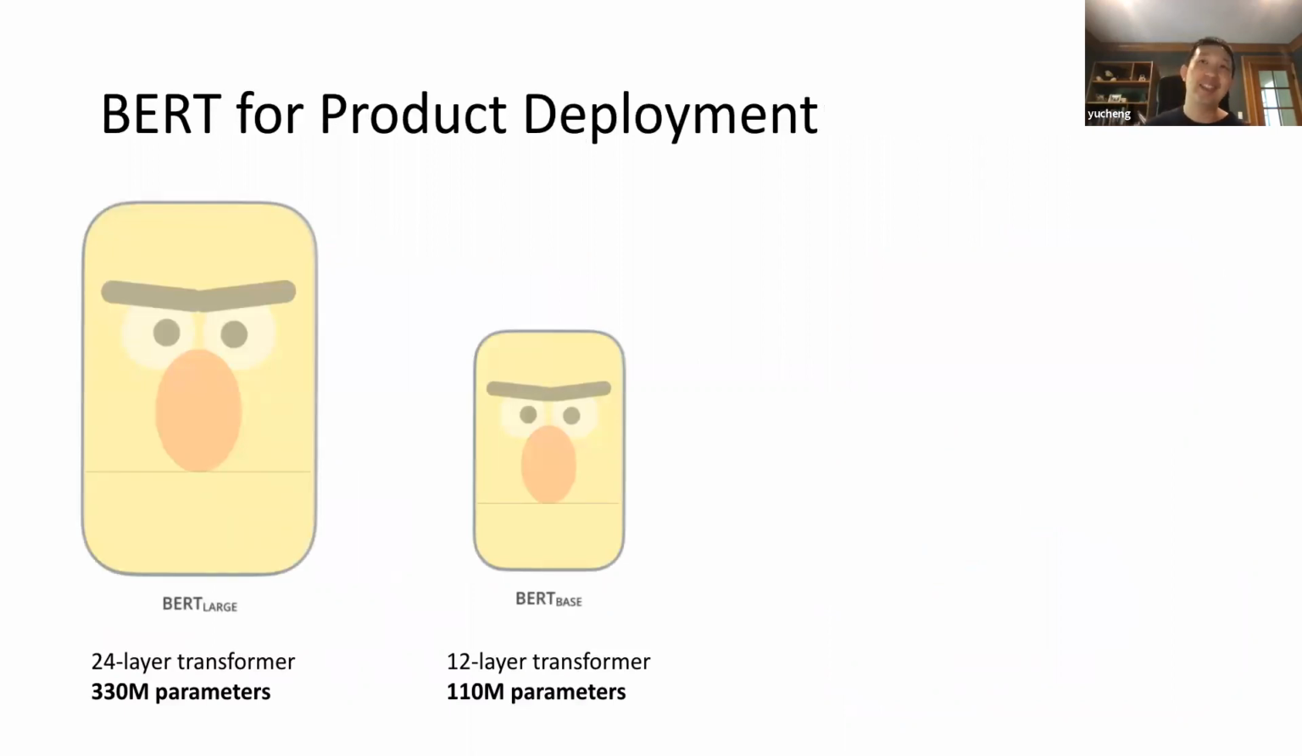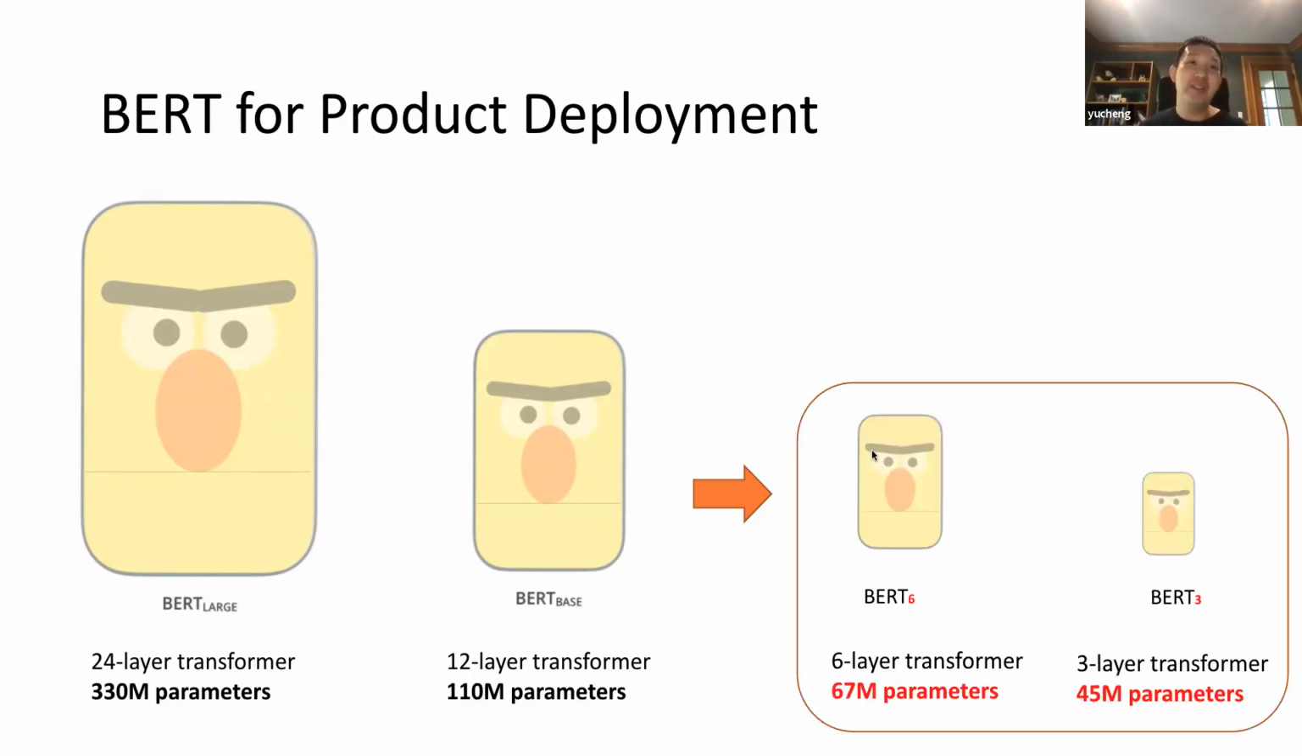Okay, let's talk about the compression, or KD, part. As I mentioned, for BERT you have multiple layers. BERT large has 24 transformer layers, and BERT base has 12 transformer layers. So a very straightforward way to compress the model is to compress the layers, just doing traditional KD. For example, you can get a 6-layer BERT, which only has about 67 million parameters, and you can even get a 3-layer transformer with only a few parameters.